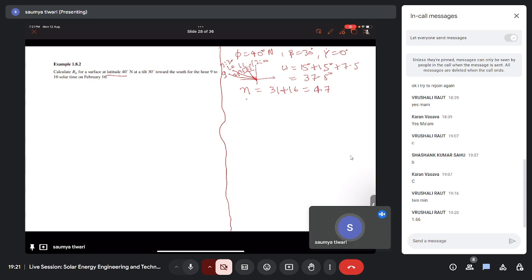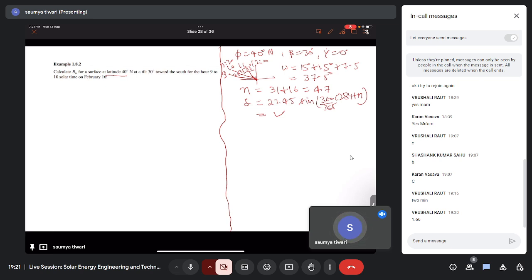Based on that, you can calculate the declination angle, which will be 23.45 sin(360/365 × (284 + n)). Okay, you can calculate the declination angle.